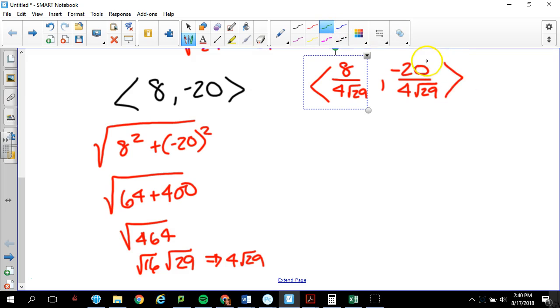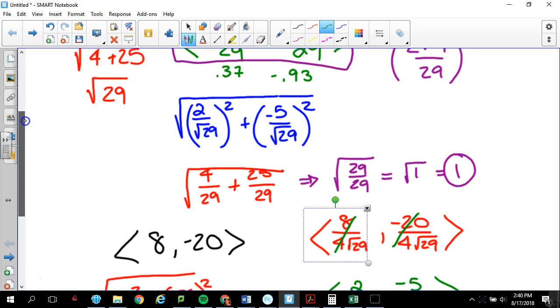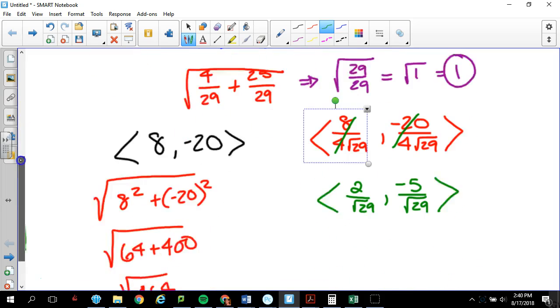Now, right here, it's something you need to catch, and not everybody sees it right away, but you need to notice that you can reduce. So if I can reduce these right here, 8 divided by 4 is 2, and I have square root 29 there, and negative 20 divided by 4 is negative 5 over square root 29. So now that looks a lot prettier and like something that I could, in fact, put back into the formula to find the magnitude of the Pythagorean theorem and make it nice and easy.